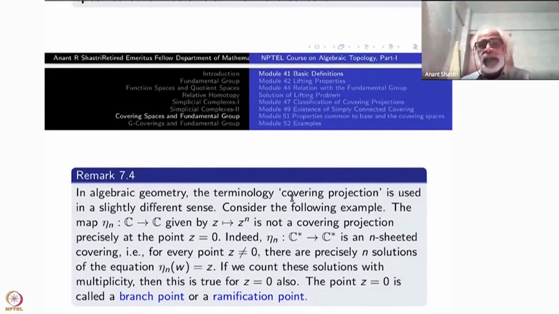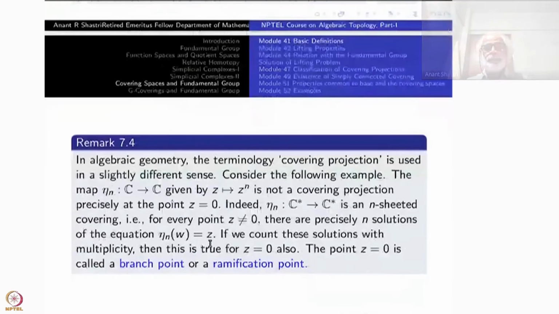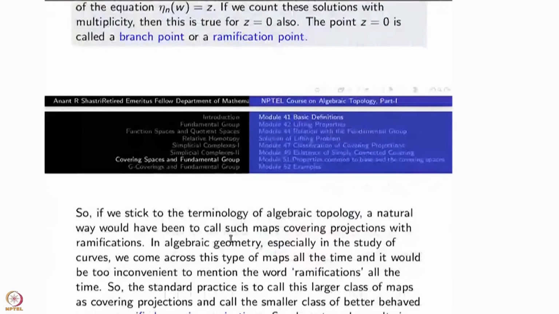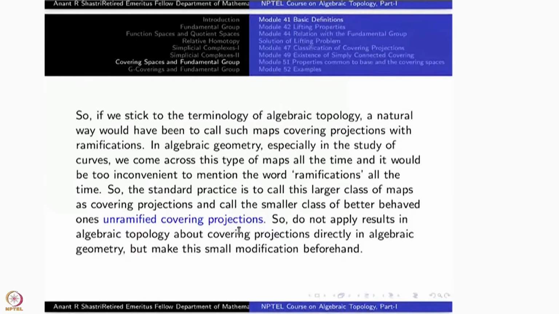Such things are actually called ramified coverings, because the point z equal to 0 is a ramification point here. So they talk about ramification points and so on, but their covering itself may have ramification. So they call it a covering projection. When they want to talk about the covering projection in our sense, then they say unramified covering. There is no ramification. So unramified covering is used for the actual covering projection that we use, because covering projection for them is a larger notion which is more often used.